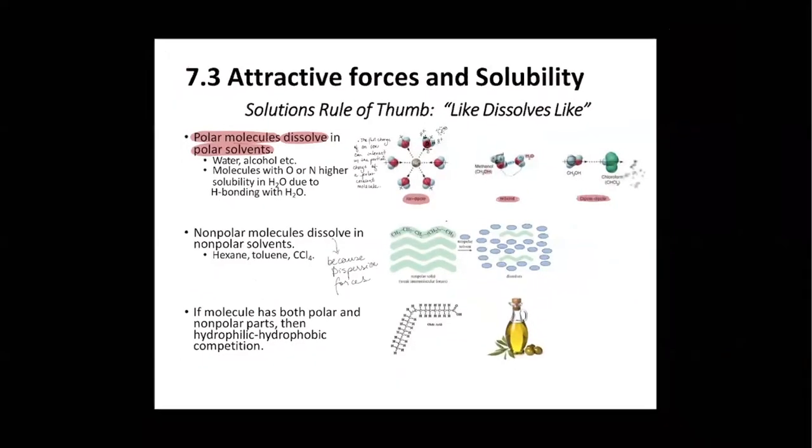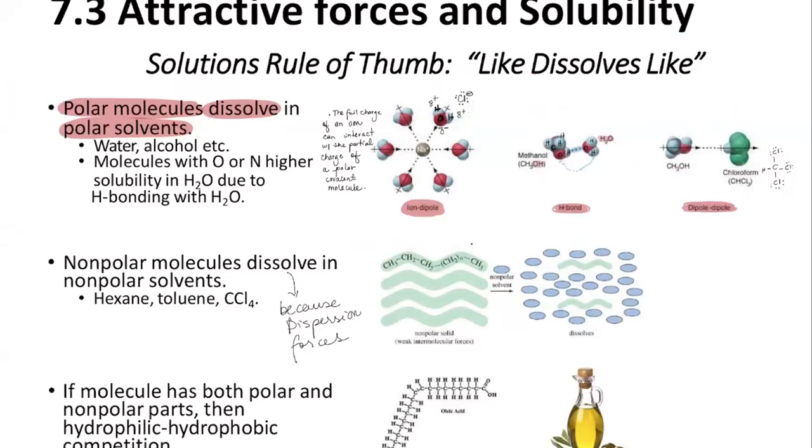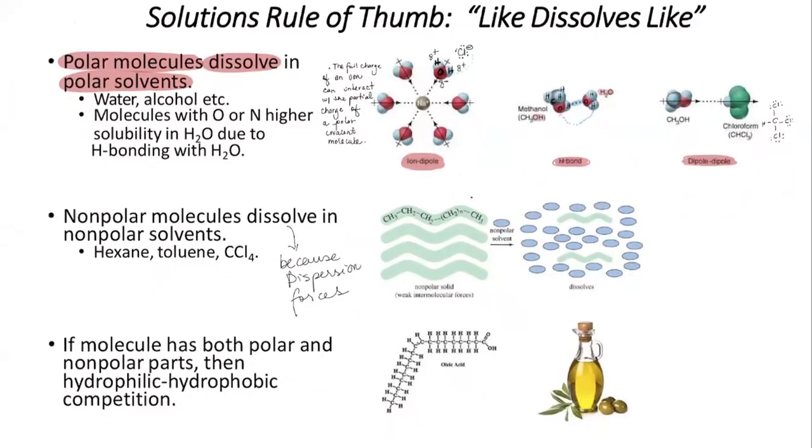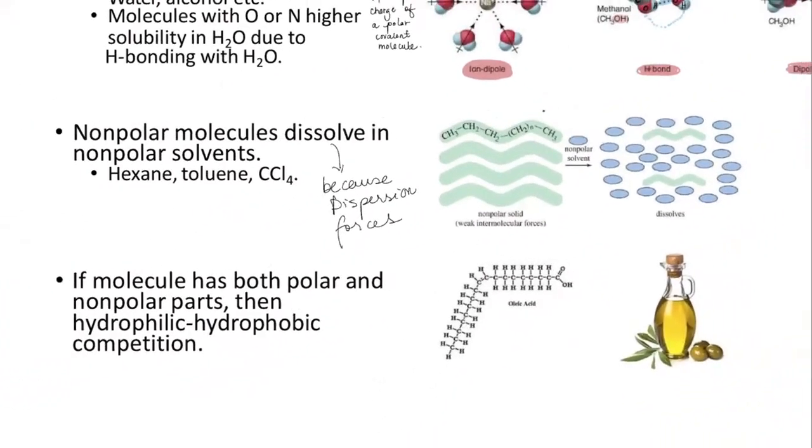So the concept of like dissolves like is that if something has charges, it's going to come together with polar molecules via ion-dipole. If something is polar, it's going to want another polar molecule. And in that instance, we're going to have hydrogen bonding or dipole-dipole. Now, I want to give you one last example before we move on.